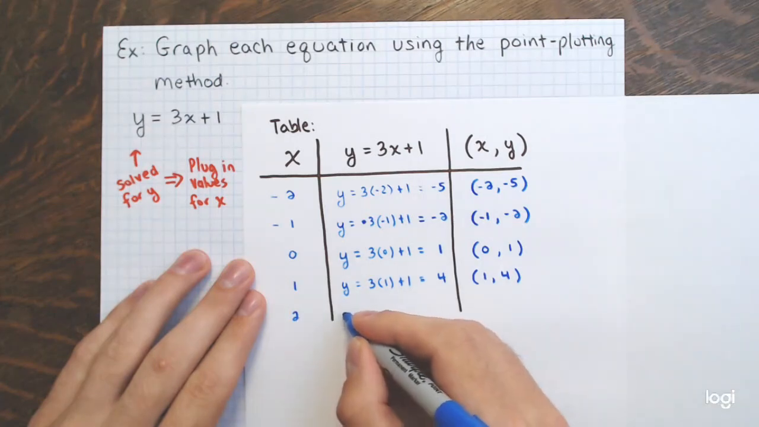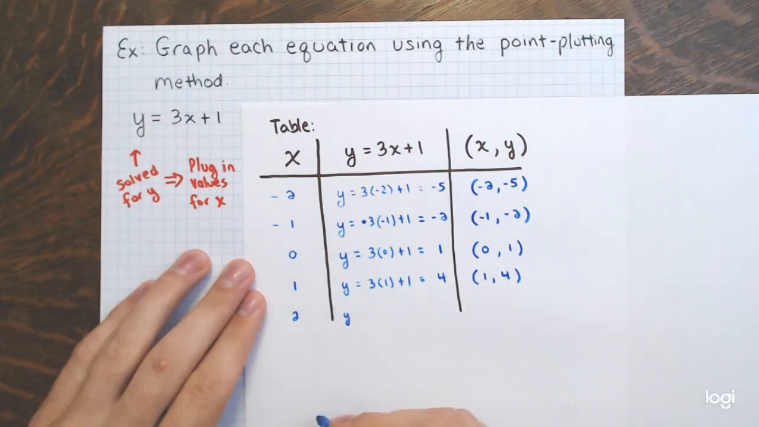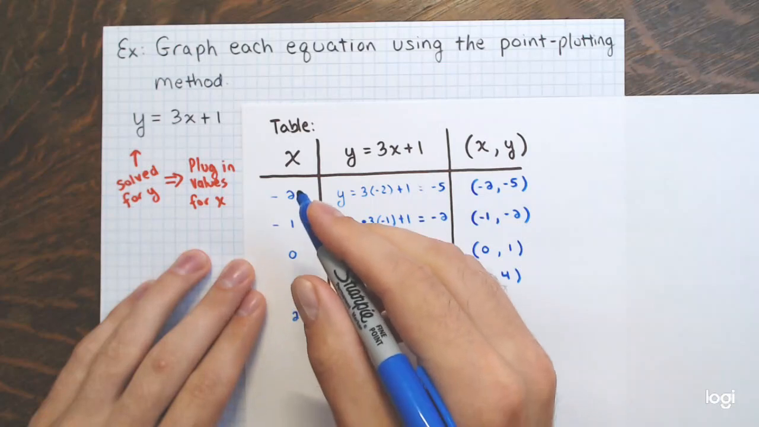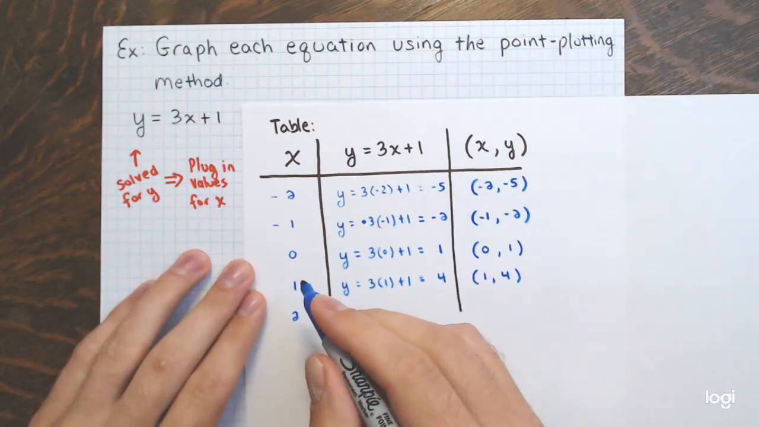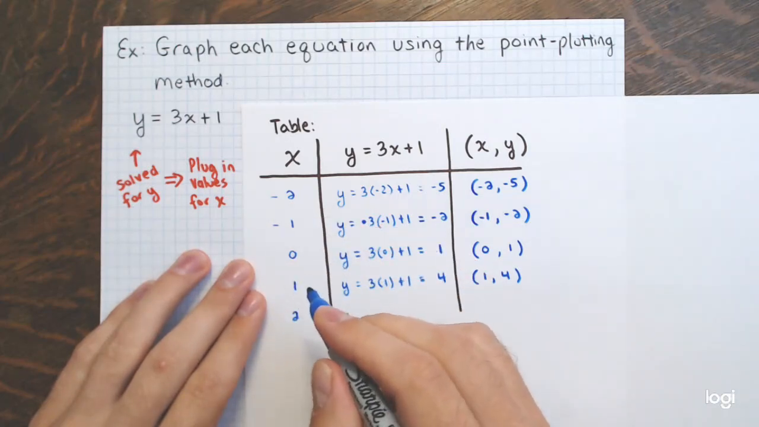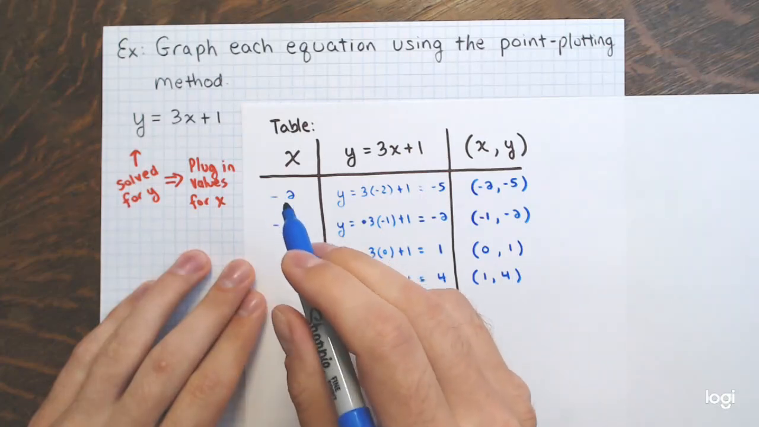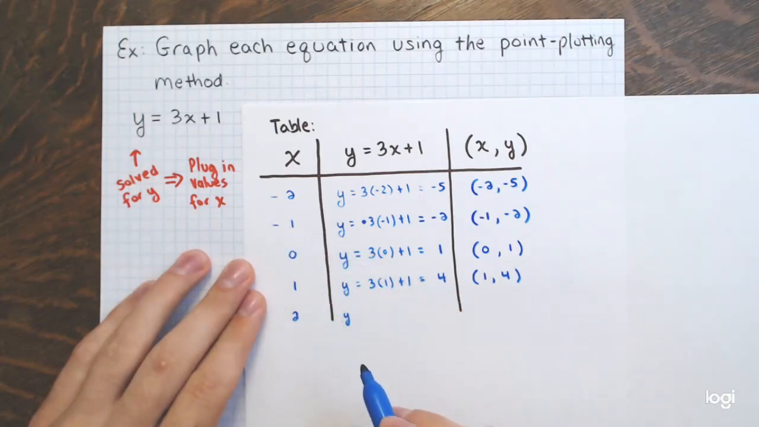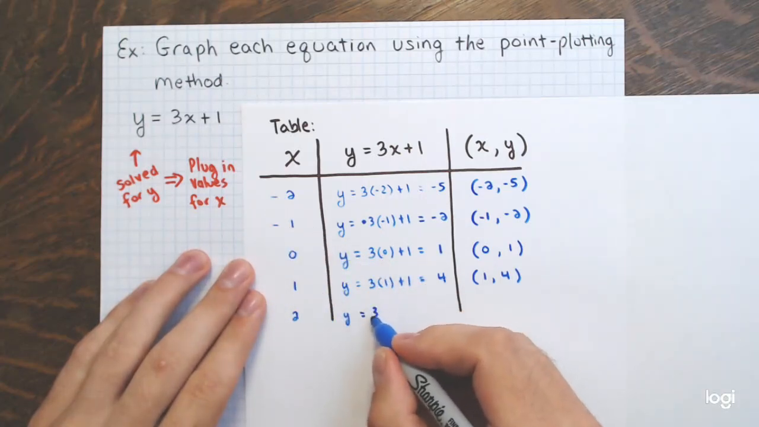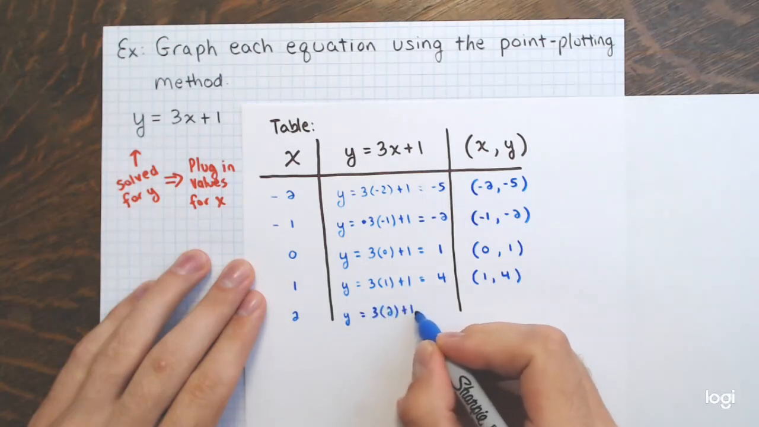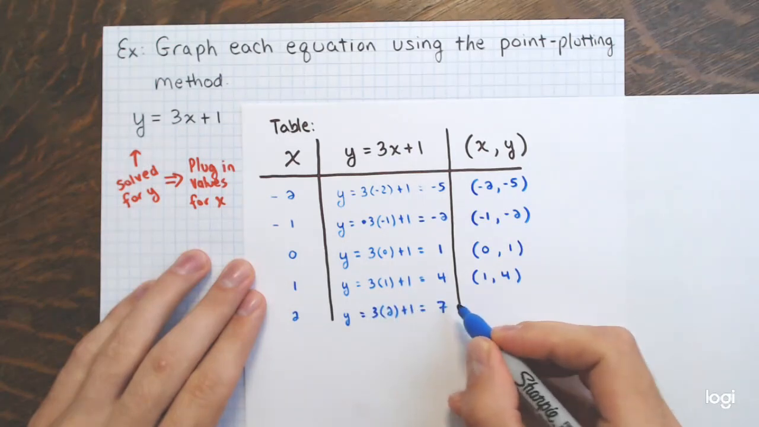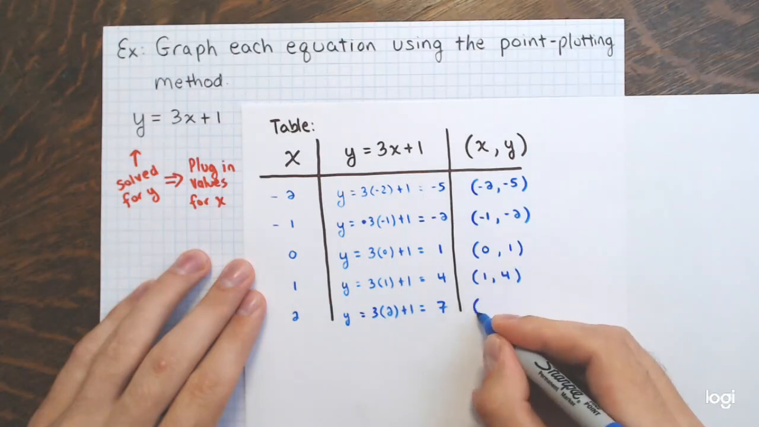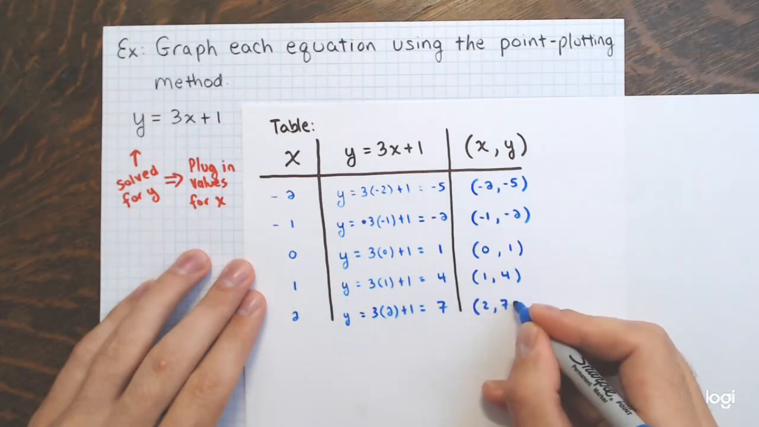And finally, again, we can plot more points if you want. You don't have to plug in whole numbers either. You can plug in fractions. You can plug in crazy decimals if you wanted to. These integers are just nice, easy numbers to pop in. So 3 times 2 plus 1, that's 6 plus 1, or 7. So the point I'm plotting has an x-coordinate of 2 and a y-coordinate of 7.